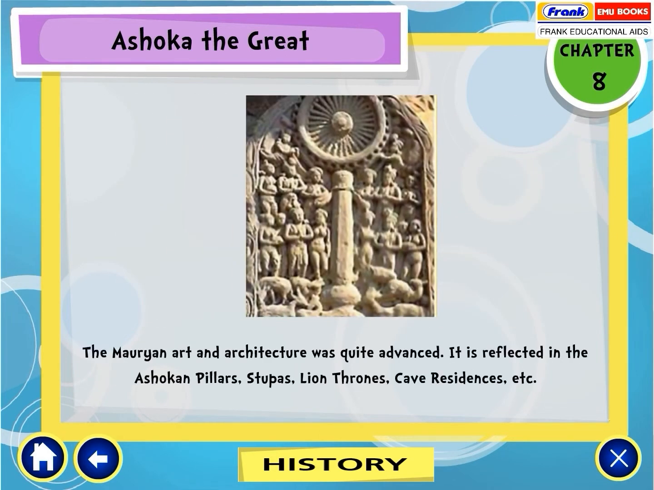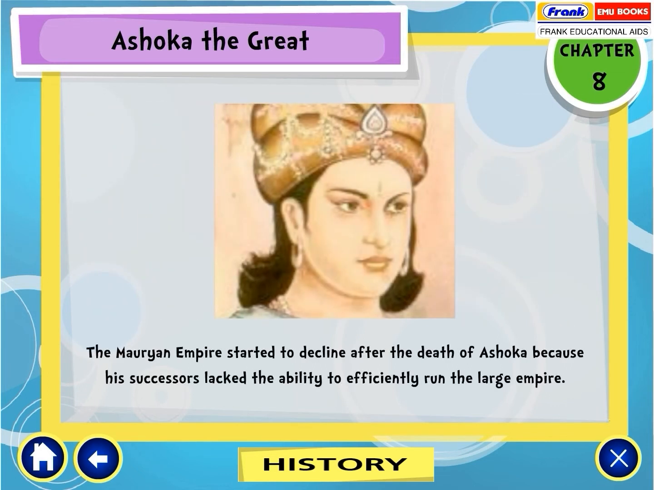The Mauryan art and architecture was quite advanced. It is reflected in the Ashokan pillars, stupas, lion thrones, cave residences, etc. The Mauryan Empire started to decline after the death of Ashoka because his successors lacked the ability to efficiently run the large empire.